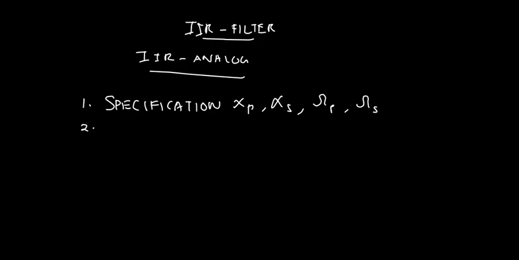Second, once you know these specifications, we have to find the order of the filter. That is a specific formula, and by using that you can find the order of the filter. Once you have found that order, you need to round off to the next highest integer. We'll see this when we actually go into the design.